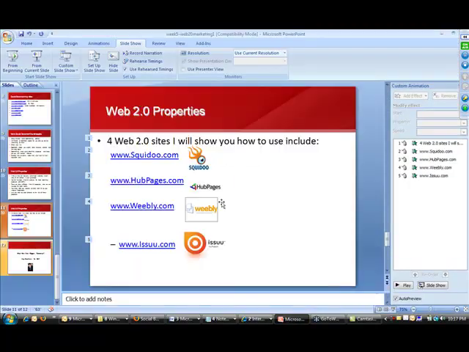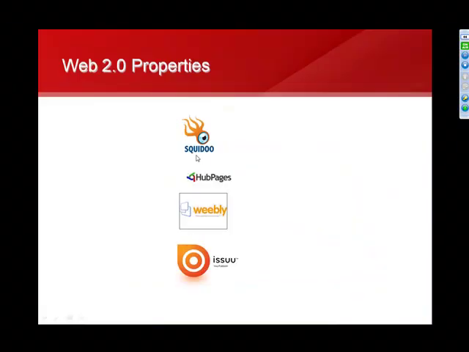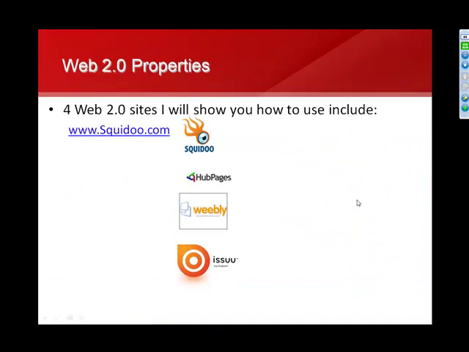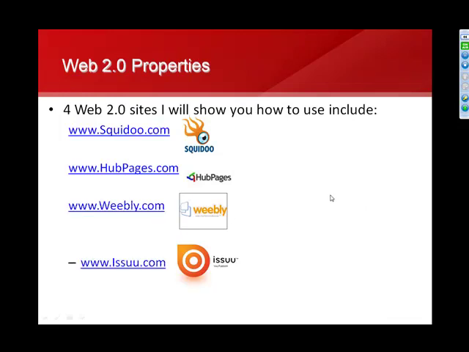So I'm going to jump back over here to the slide here, and we're going to close this thing out. So squidoo.com and hubpages.com, I was able to show you how to use both of those. Weebly.com and issuu.com, I'm going to hold off on those until probably 2 more weeks when we go back over some additional Web 2.0 properties. Those ones are important, but we can hold off on those for right now.